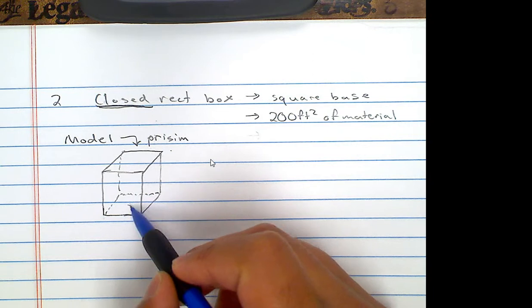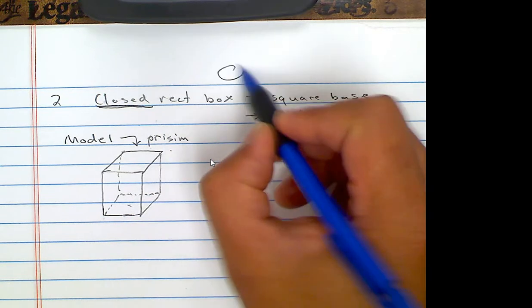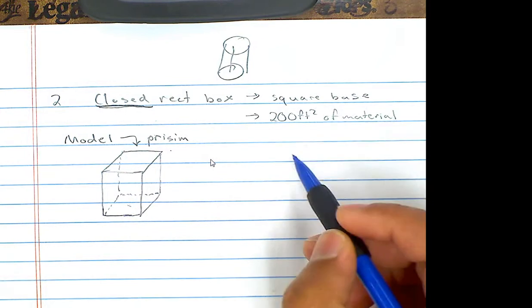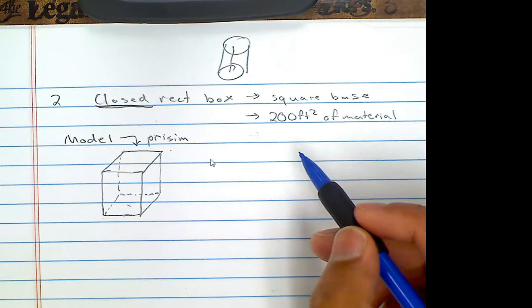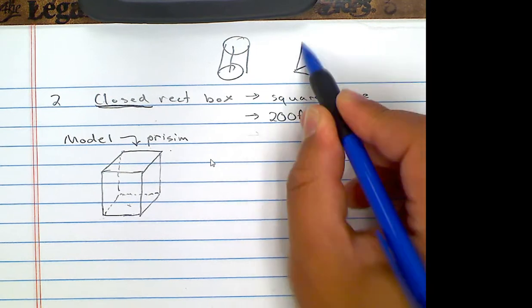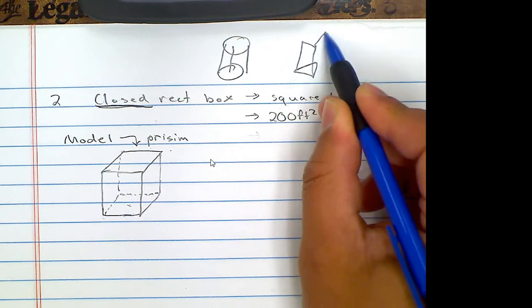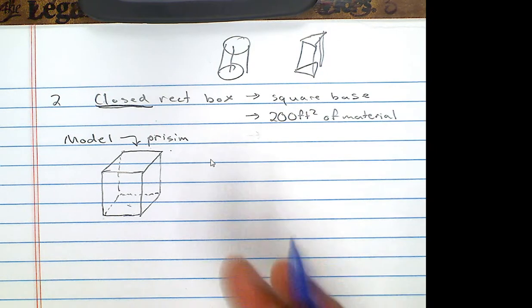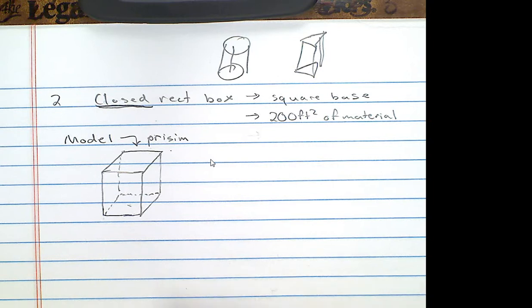You can have a circular prism, and that's just a cylinder. That's a circular prism with a circular base. You can have a triangular prism with a triangular base. So prisms are just objects that have equal bases. I know that's a lovely drawing. I'm just saying, it's awesome.